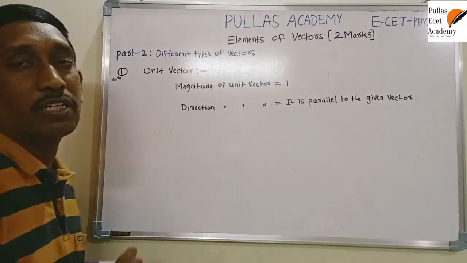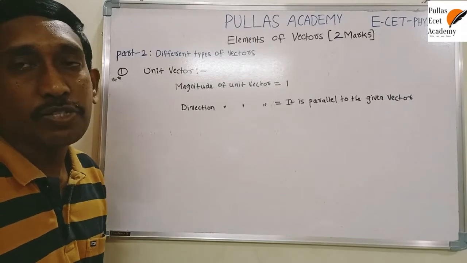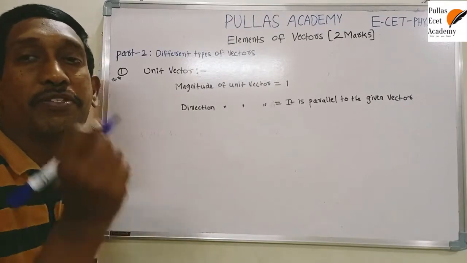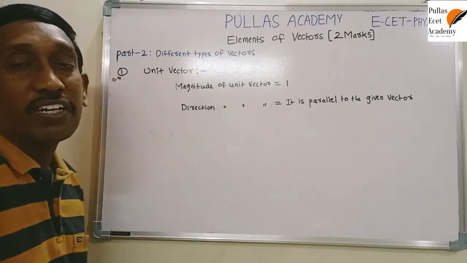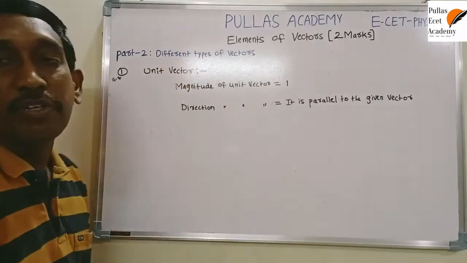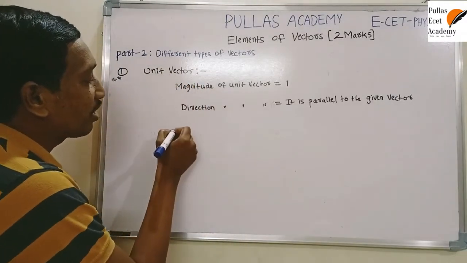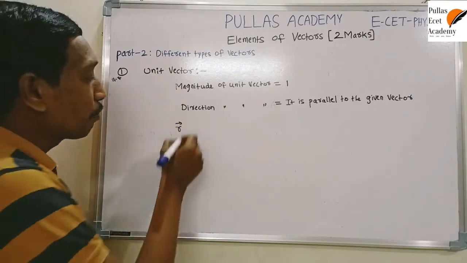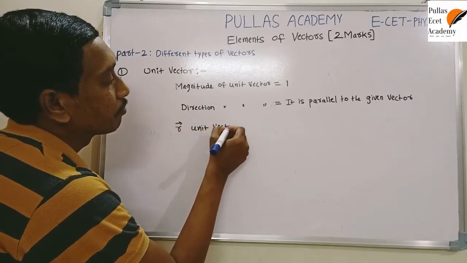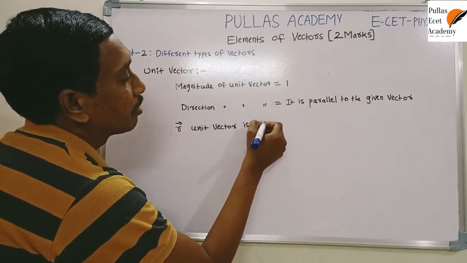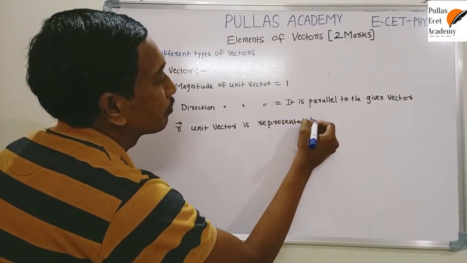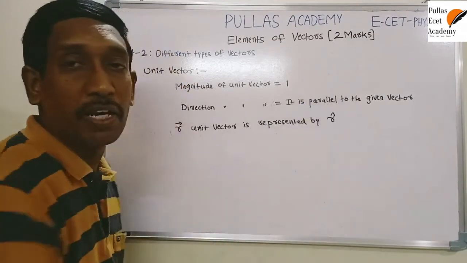Here we need to understand the notation. Generally vectors are indicated by an arrow placed above the vector. In the same way, a unit vector is indicated by a cap placed above the given vector. That stands for the unit vector. For example, we have a vector r bar. The unit vector of r bar is denoted by r cap.